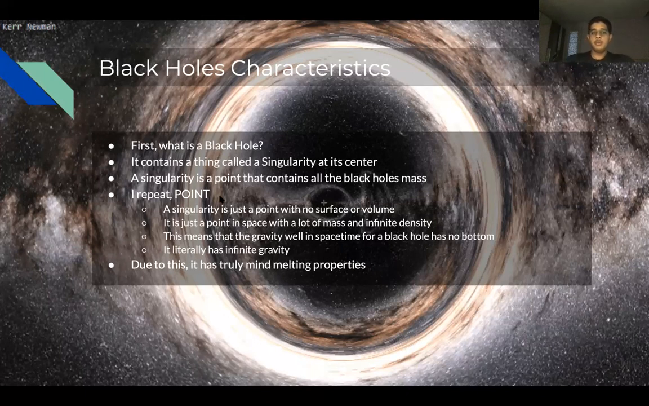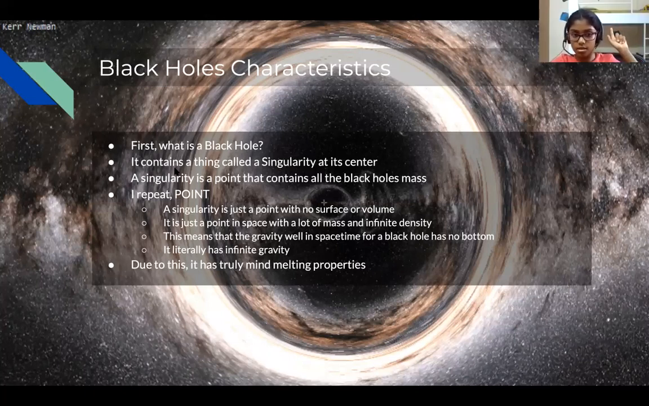I'm going to repeat this part again. A singularity is a point with no surface or volume, yet all the mass of the black hole, meaning that the gravitational well of a black hole has no bottom. It is infinitely powerful. It has infinite gravity, to put it simply. This means that a black hole's properties truly melt the mind.